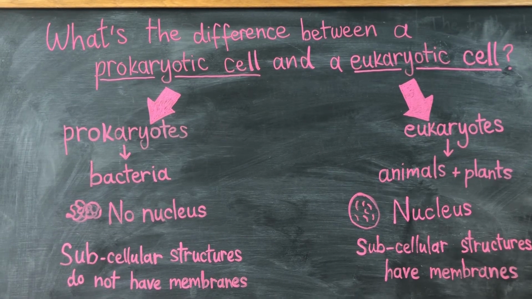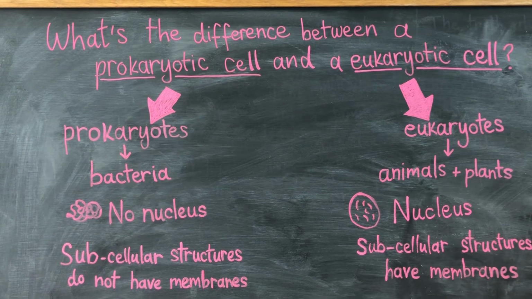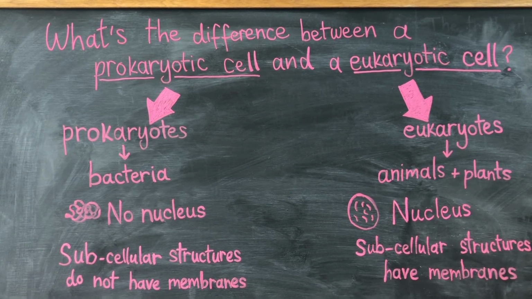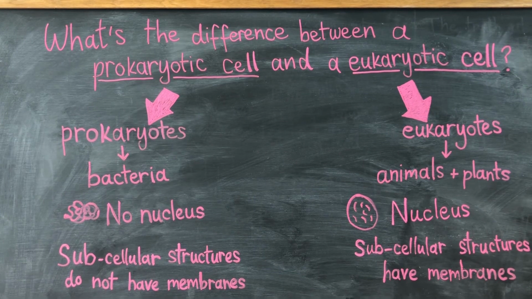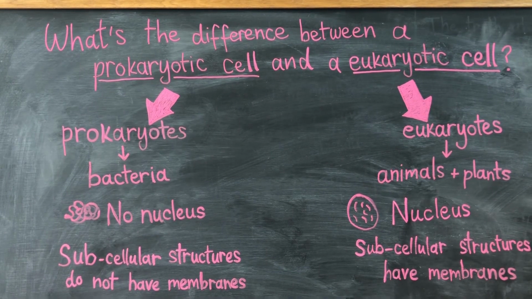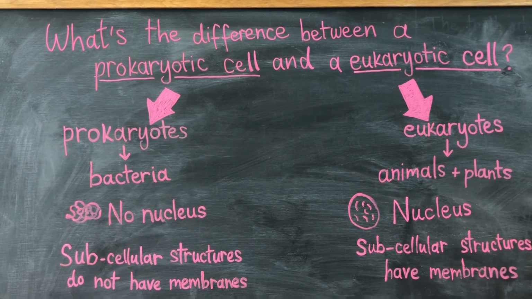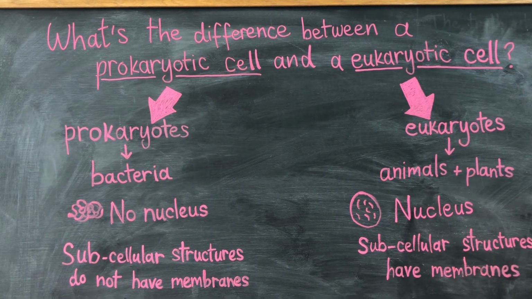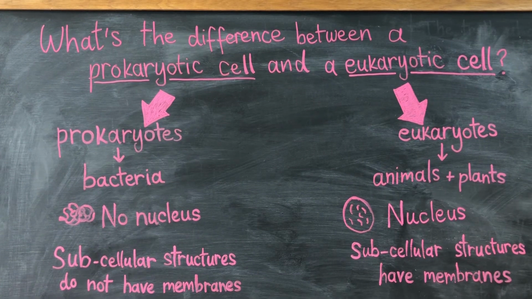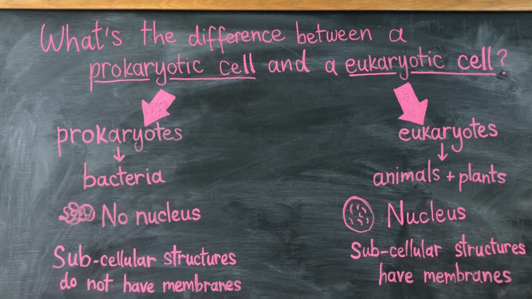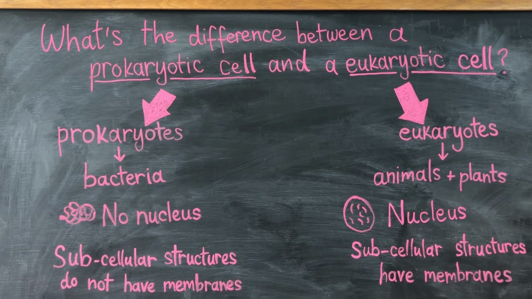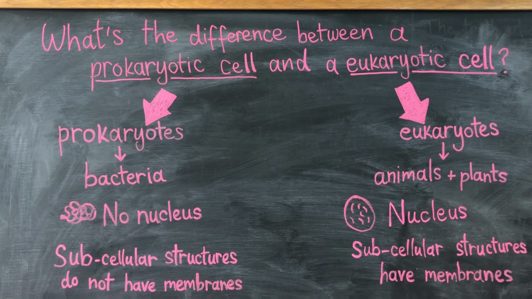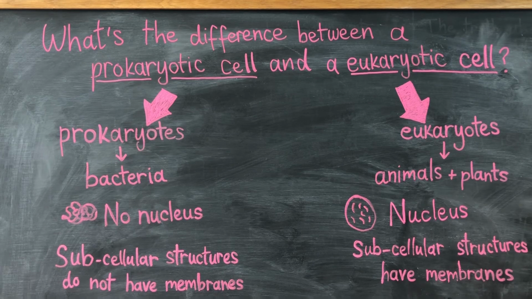The prokaryotic cell has no nucleus. The genetic material floats loose in this cell, whereas a eukaryotic cell has a nucleus with a membrane. The other difference is the subcellular structures do not have membranes in prokaryotic cells, and they do in eukaryotic cells. Always remember to get the most marks on this type of question, include as many points in your answer as you can. So today we've covered 3 points that you could write down in your answer on a test or an exam.